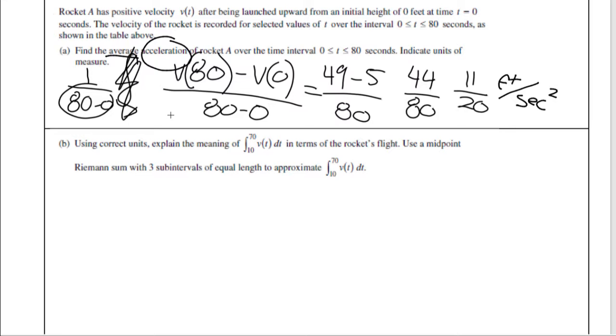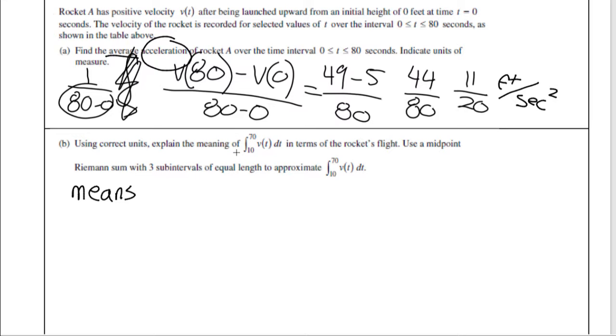Darn, okay. B, using correct units, explain the meaning of this. So we say that that means what? Average value of t in feet from 10 to 70 seconds. Ooh, careful. So it's not average value. Average value is going to have a number out in front of this like 1 over 80. If you see a fraction up front, that would be an average. How about total distance in feet traveled from 10 to 70 seconds? There it is, yeah.